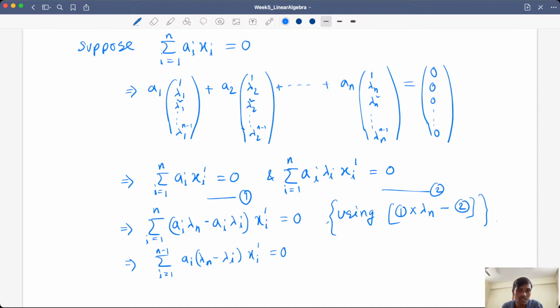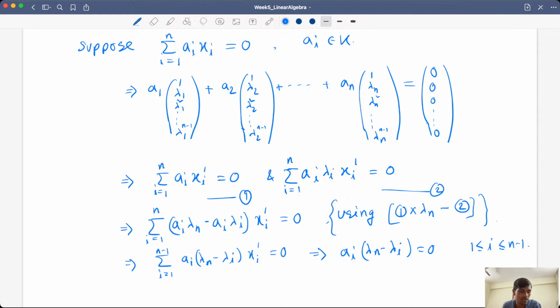Now as we know, x1 prime, x2 prime, up to xn minus 1 prime are linearly independent. So this is a linear combination of those vectors which equals 0. So all the coefficients of that linear combination must be 0. That means ai times lambda n minus lambda i is 0 for all 1 less than or equal to i less than or equal to n minus 1. Now ai belongs to k, which is a field.